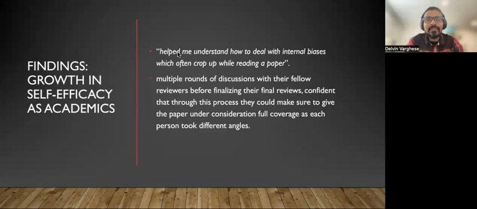We also saw our participants grow in their own understanding of who they are as academics and how they deal with their own internal biases, for example, or even wanting to be sure about the review before submitting or finalizing it, and having multiple back and forth with their fellow reviewers, gaining in confidence along the way about their position and their voice on that review.